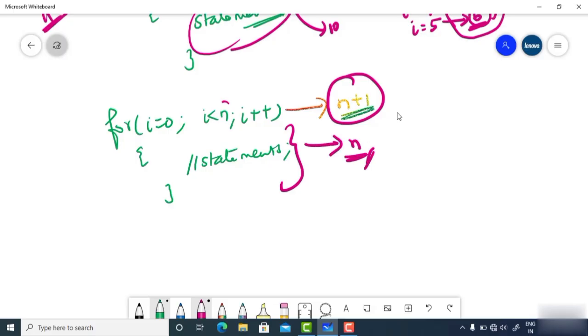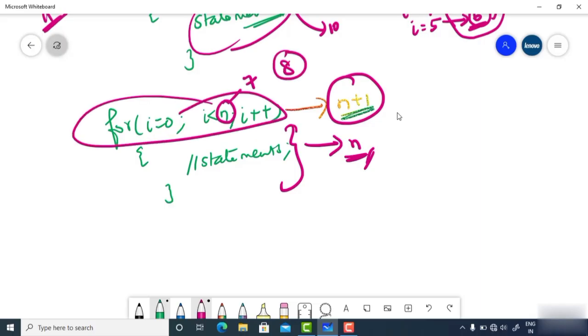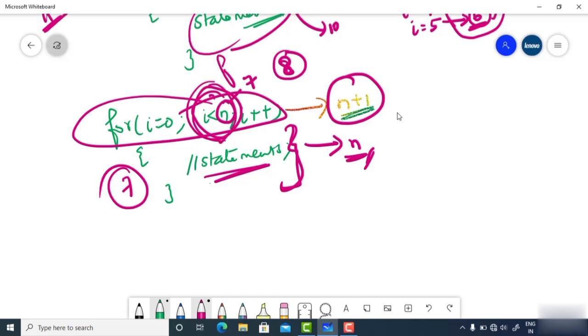If I have n to be 7, then this statement alone will be executed 8 times, and all the statements inside the for loop will be executed only 7 times. You know why? Because the extra execution here is the comparison, the last comparison where the condition goes false. That's how it works. So the loop will execute for n plus 1, and all the statements inside the loop will execute for n. This will work only if you are starting from 0. If you are starting from 0, this will definitely work.